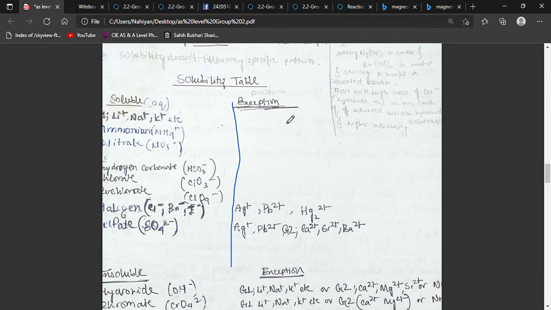So there are no exceptions. If you see anything containing ammonium, for instance NH4Cl, it will be soluble. Instantly we can say that it's soluble, and it's easy to say that there is no exception here. Similarly, the same for nitrate. There we can see an exception.